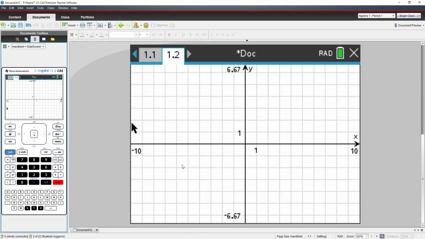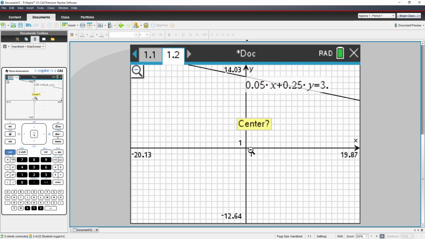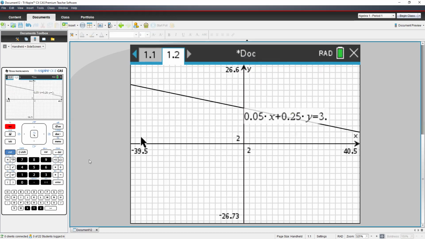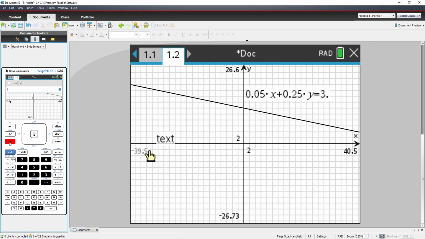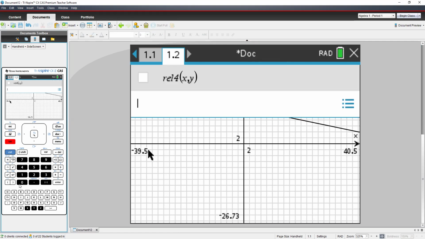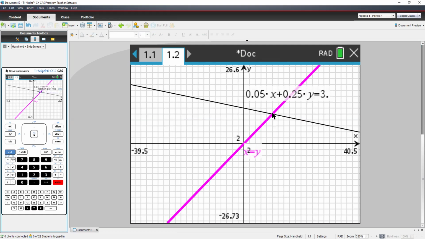Boom, press enter. There's the line. We got to zoom out. So menu 44, just like we did before, zoom out. Okay, there's my line. All right, now I'm going to move this out of the way. Now let's do the second equation. So I'm going to press tab and I'm going to say X is equal to Y, because we know that the number of nickels is equal to the number of quarters. All right, so here is the intersection. Let's find it.